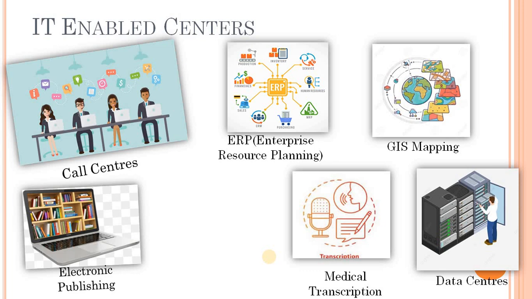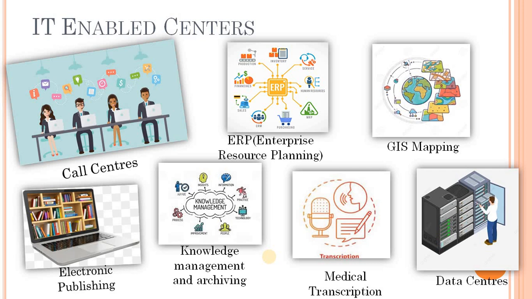Next one is electronic publishing. Now these days electronic publishing is very common. We can find ebooks, e-magazine, e-newspapers. So all the publishing which is happening is in electronic form, which is helping each and every person because they can access the books in their smartphones.